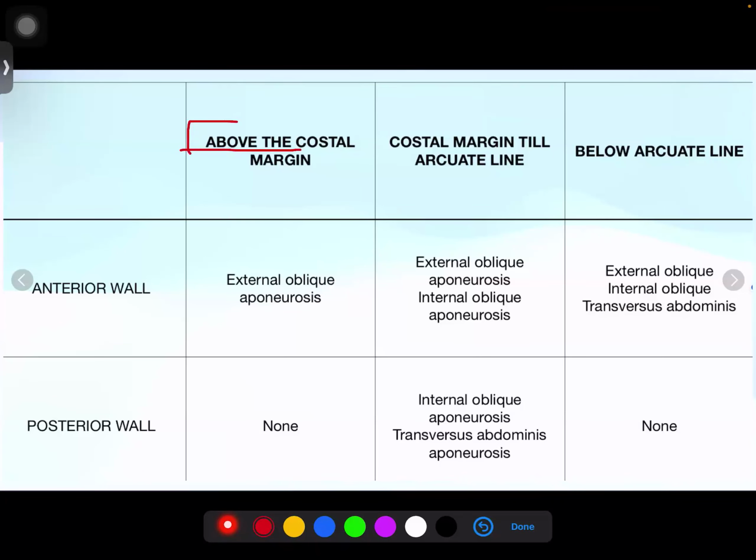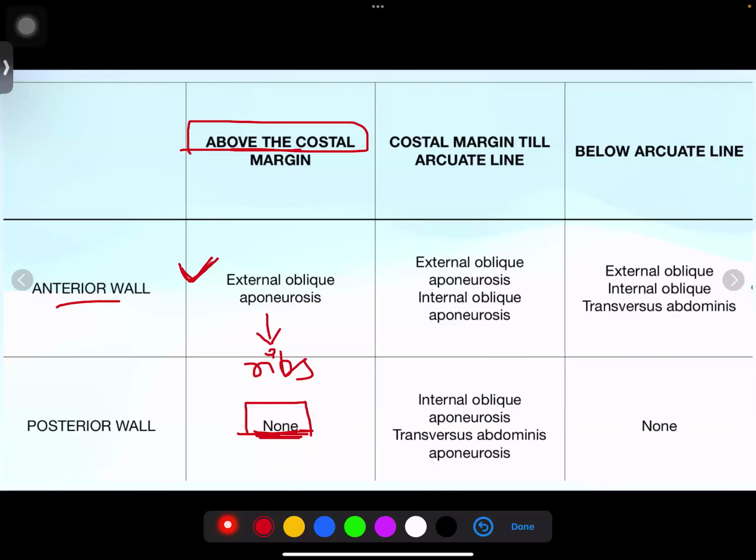So above the costal margin, only the external oblique aponeurosis forms the anterior wall, and there is no posterior wall. Basically the rectus muscle is placed on the ribs. So there is no posterior wall, just the anterior wall formed by the external oblique aponeurosis.